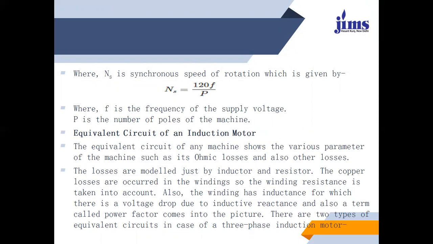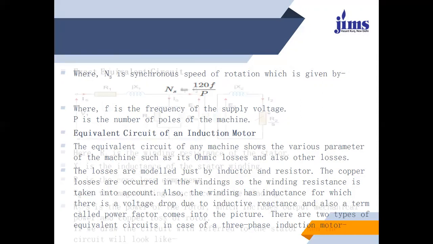The equivalent circuit of an induction motor shows the various parameters of the machine, such as its ohmic losses and other losses. The losses are modeled by an inductor and a resistor. The copper losses occur in the winding, so the winding resistance is taken into account. Also, the winding has inductance, which causes a voltage drop due to inductive reactance, and a term called power factor comes into the picture. There are two types of equivalent circuit in the case of a three-phase induction motor.